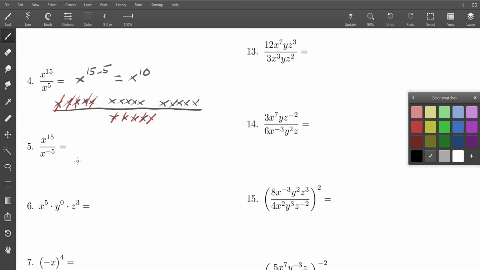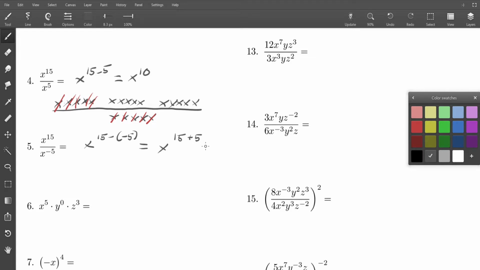So using the quotient rule directly, we see that this is going to be equal to x to the 15 minus negative 5. You just take the top exponent and subtract the bottom exponent. Now, if you remember your rules of double negation, this is just equal to x to the 15 plus 5, right? Minus a negative is just a plus.